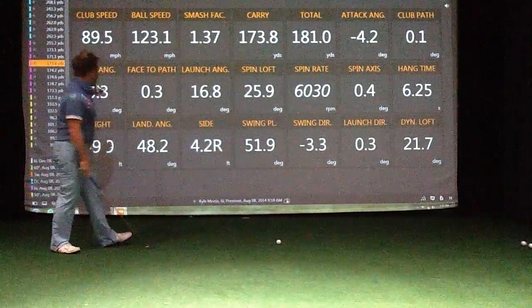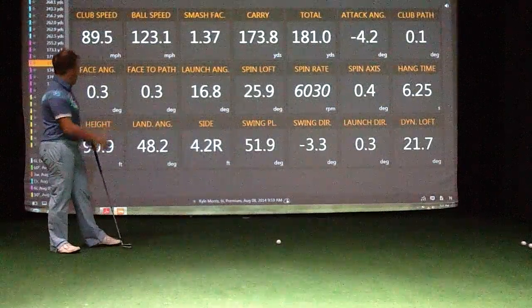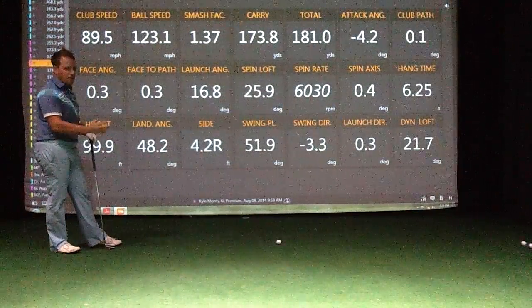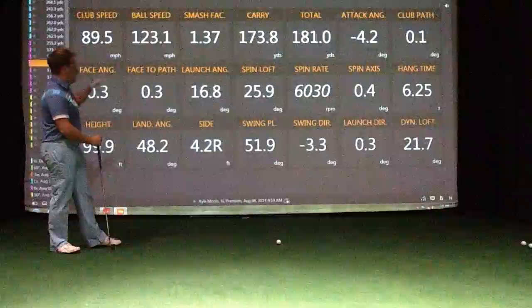The face angle is what that face is at impact. Is it open or closed? Positive being open, negative being closed. The face to path is that ratio.